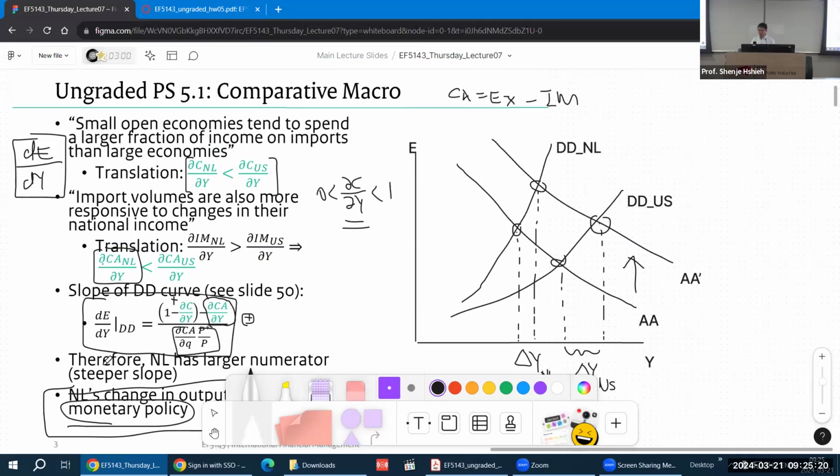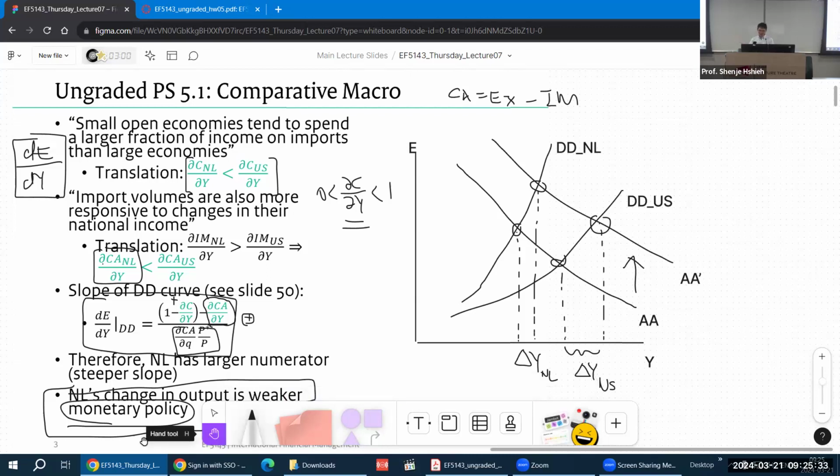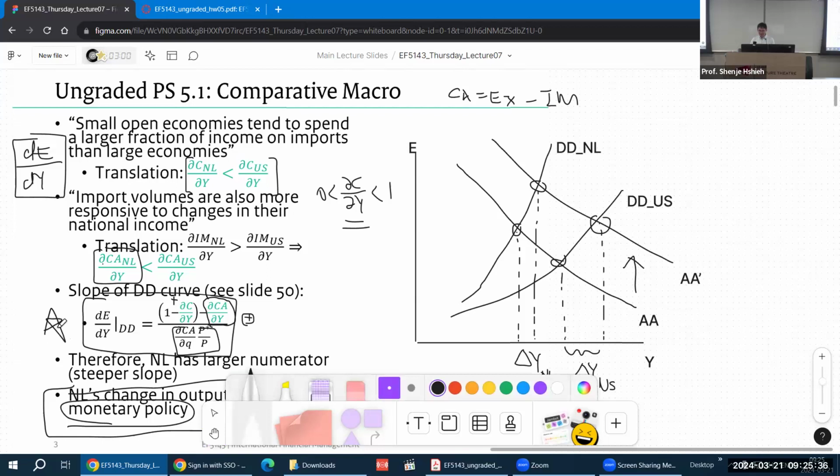All right, any comments or questions on the first problem set? For the exam, I would suggest that you can memorize this term, or you can figure out how to prove it. It's quite simple to prove: just totally differentiate the current account equation with respect to y and e, then rearrange terms, and you can get this expression quite easily. Okay, so that's question 1.